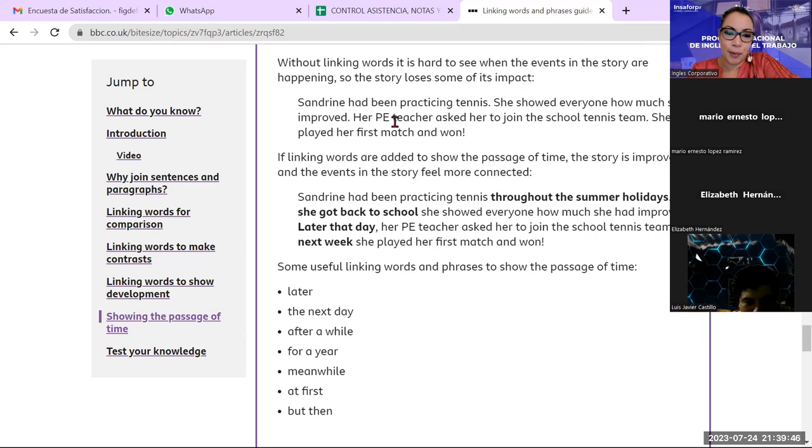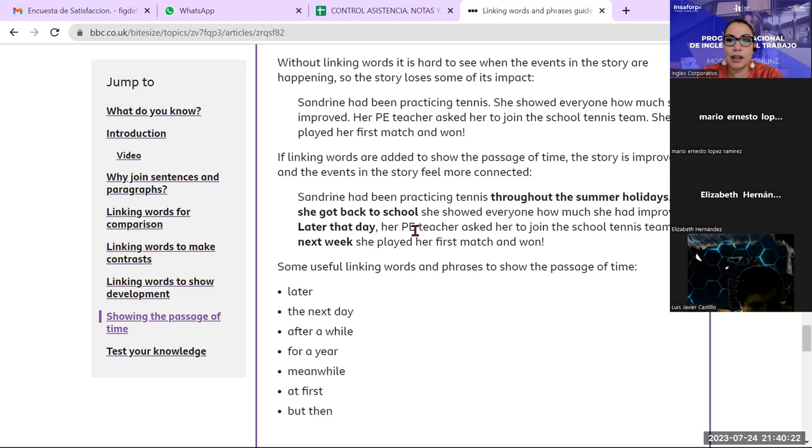We have the example without linking words. It says, Sandrine had been practicing tennis. She showed everyone how much she had improved. Her PE teacher asked her to join the school tennis team. She played her first match and won. If linking words are added to show the passage of time, the story is improved and the events in the story feel more connected. Let's see now the same example, but with linking words.